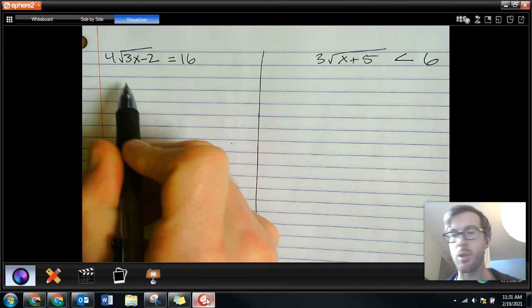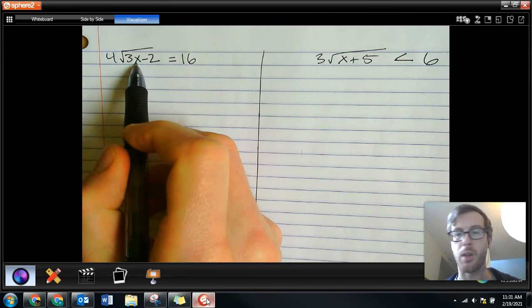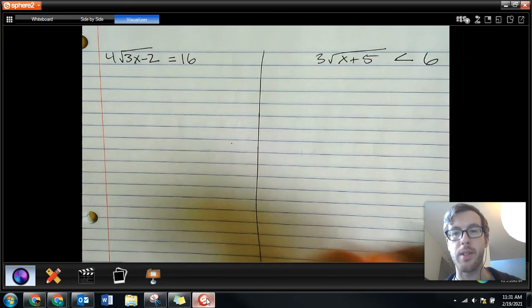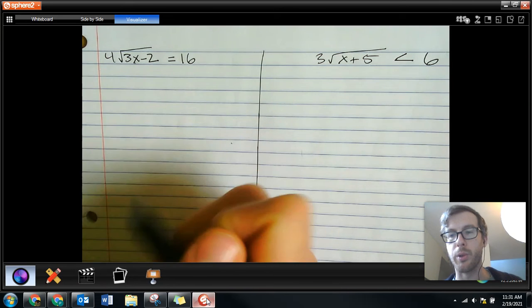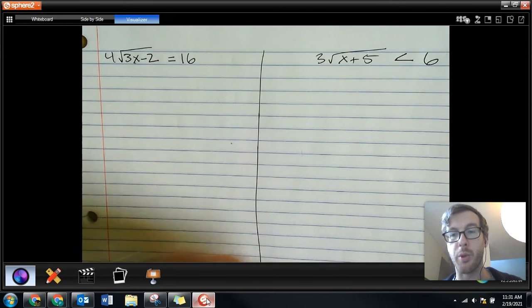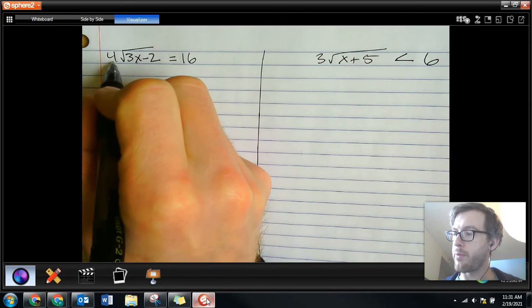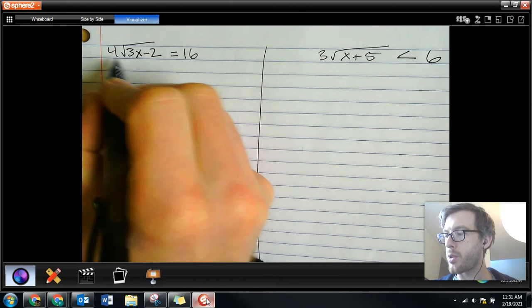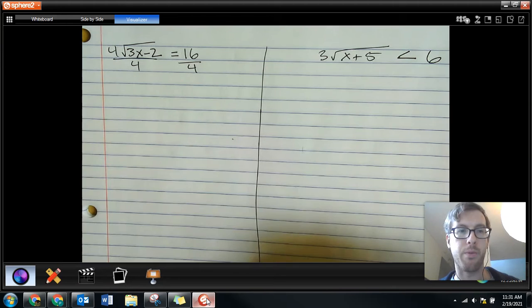So the first thing when we're solving an equation like this, ultimately our goal is to isolate x or get it by itself. In order to do that, the primary step is to isolate this radical sign, isolate the square root, because then we can undo it by squaring both sides. So the first step here, we notice we have 4 times the square root of 3x minus 2. So our first step is going to be to divide both sides of our equation by 4.